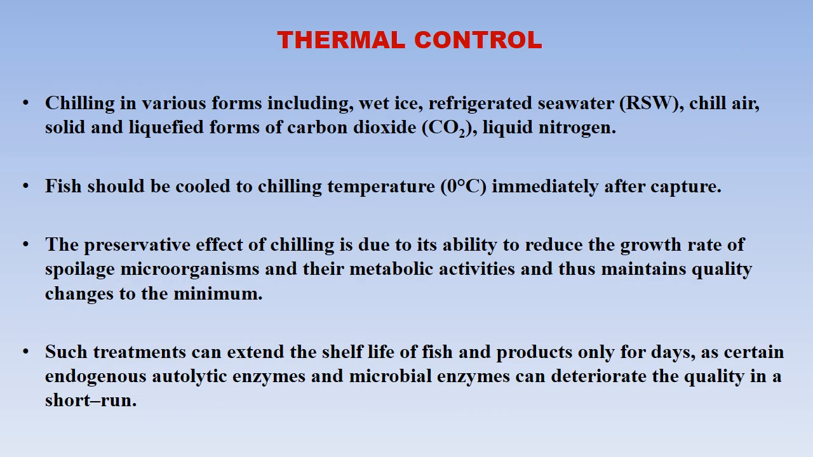Now we will talk briefly about the thermal control for preservation of fish. The most common is chilling, as we have discussed earlier. Chilling includes the use of wet ice or refrigerated seawater or chill air, sometimes solid and liquid forms of carbon dioxide or liquid nitrogen. The fish should be cooled to chilling temperature, that is around 0 to 5 degrees Celsius, immediately after capture. The preservative effect of chilling is due to its ability to reduce the growth rate of spoilage microorganisms and their metabolic or enzymatic activities, and thus it keeps quality changes or deterioration to a minimum.